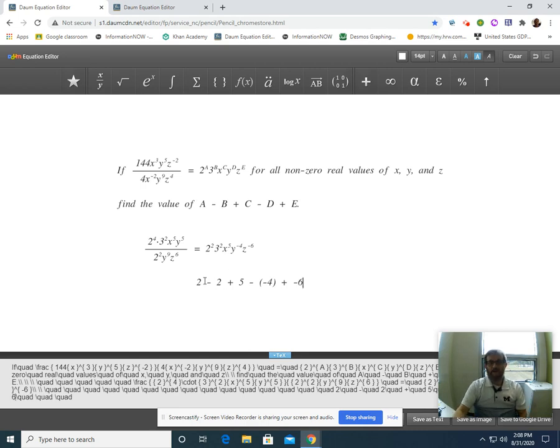And so now I have 2 minus 2, which is 0, plus 5, which is 5, minus negative 4. Now, of course, subtracting a negative makes it a positive, so that becomes 5 plus 4, which is 9, plus negative 6 is 3. So the value of A minus B plus C minus D plus E of this simplified exponential question is 3.